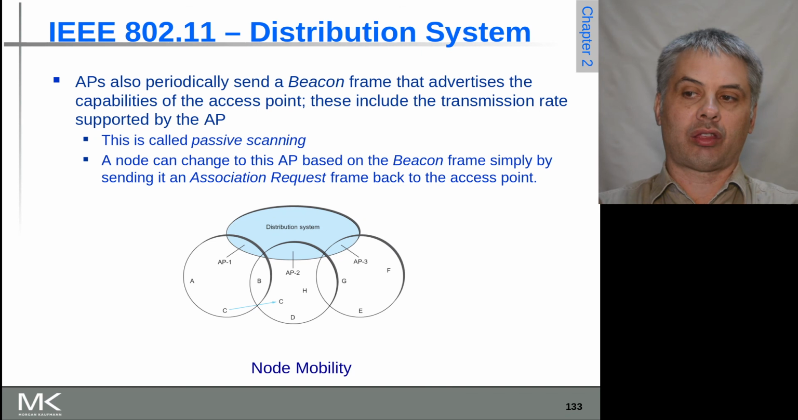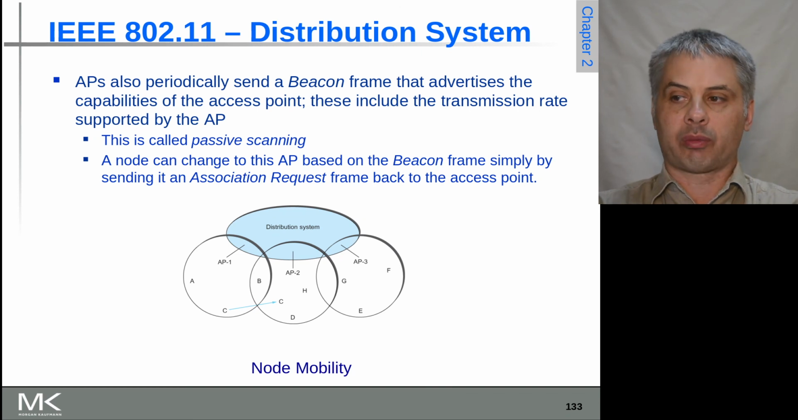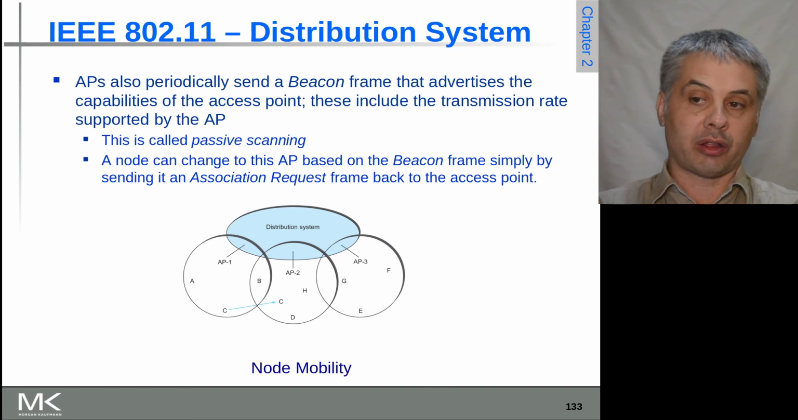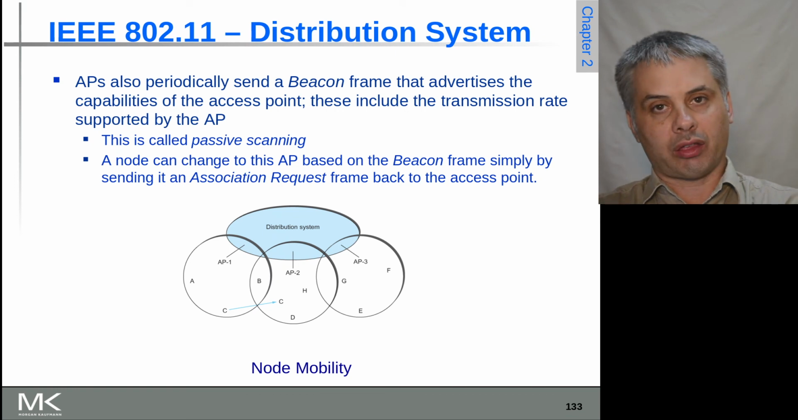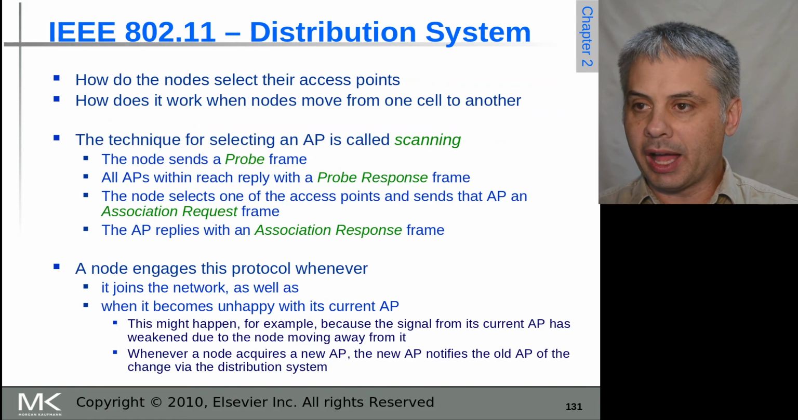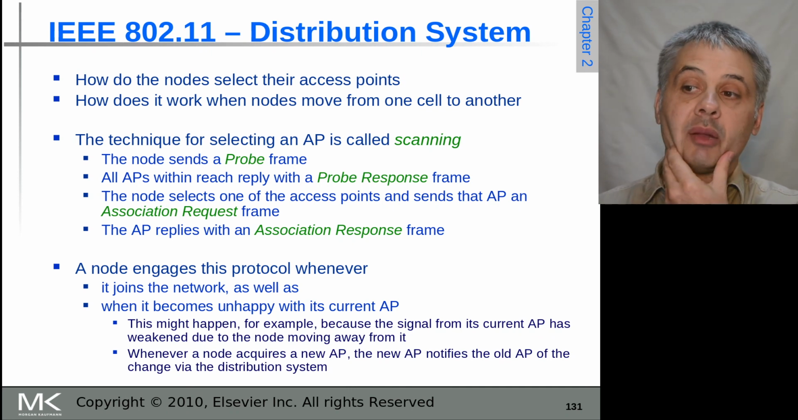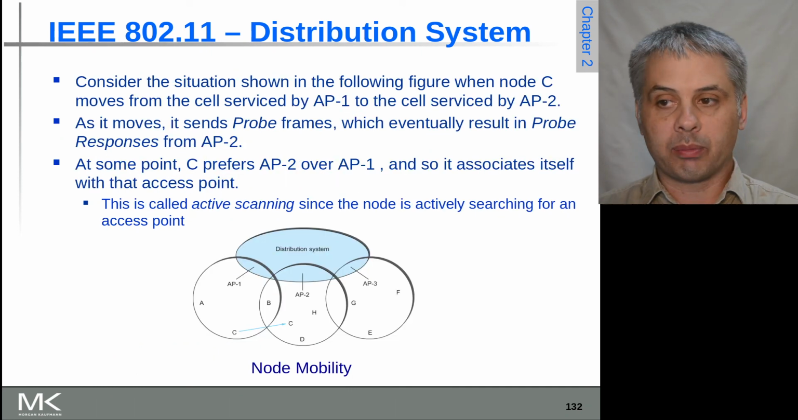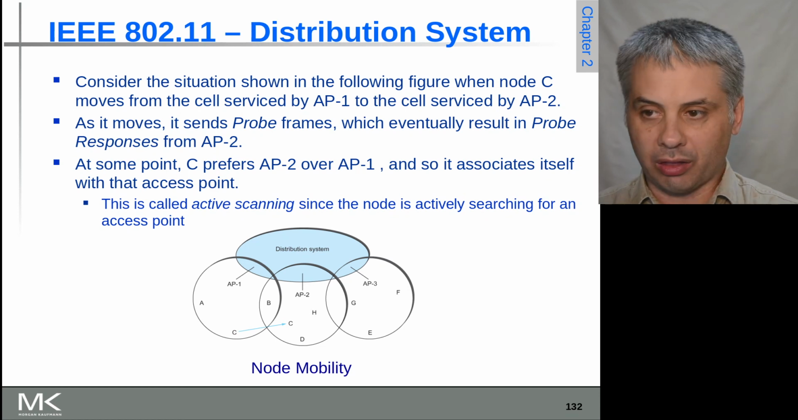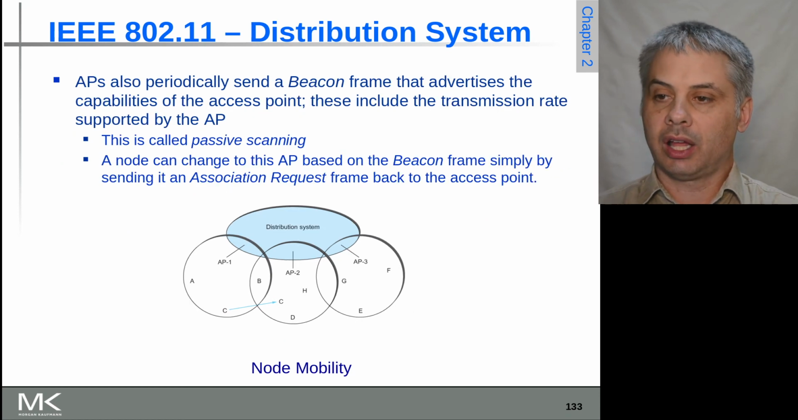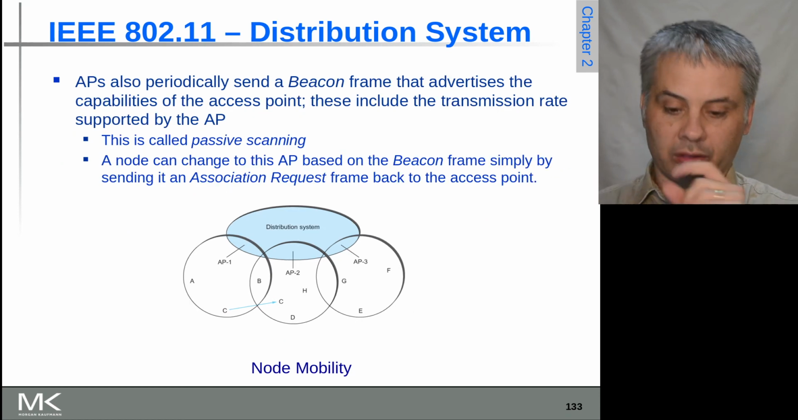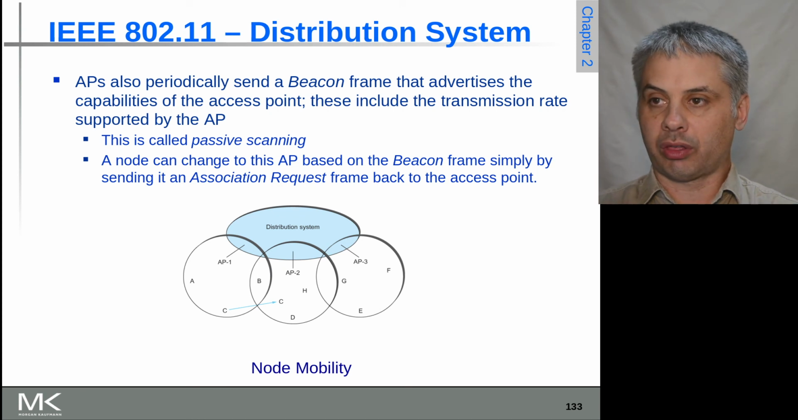A node can switch to an access point in response to one of these beacon frames simply by sending an association request to that access point. So we can skip those first two. If we go back, we can skip the probe frame and the probe response frames because it's actually listening to the beacons coming from the access point directly. So that can be faster to associate.